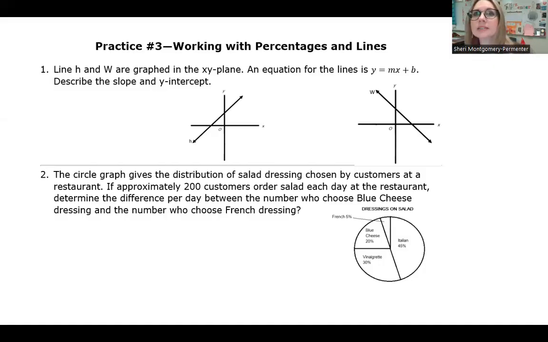Okay, so the quiz today is over percents and graphing lines. The first two questions are about slope and y-intercept. And I put two graphs up there. The way that you'll see these questions on TSI and on your quiz, it's asking basically, is the slope positive or negative? And is the y-intercept positive or negative?